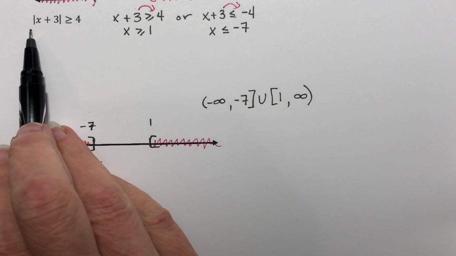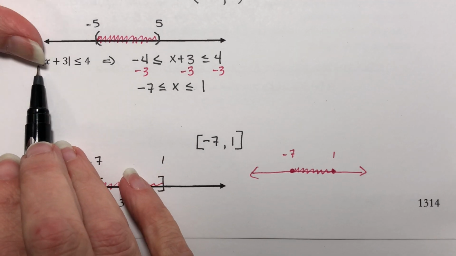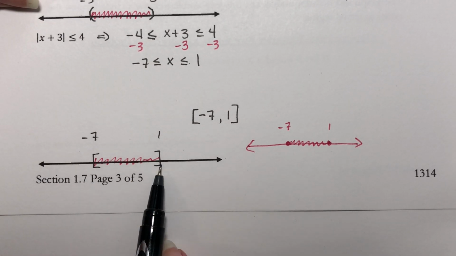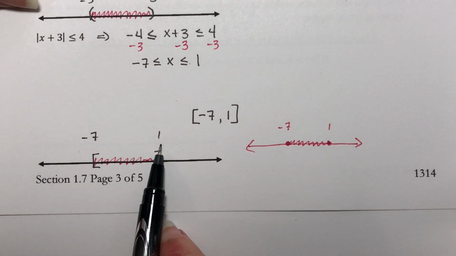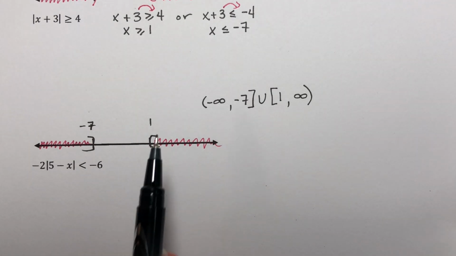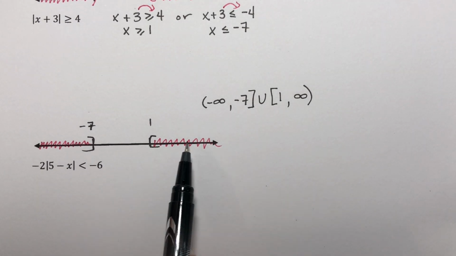Now here we had the absolute value of x plus 3 is greater than or equal to 4. We also did the absolute value of x plus 3 less than or equal to 4. Here we had a bounded region between -7 and 1, so we got these same 2 values as we did here. It's just when it's less than, it's bounded and between, and when it's greater than, it's outside.